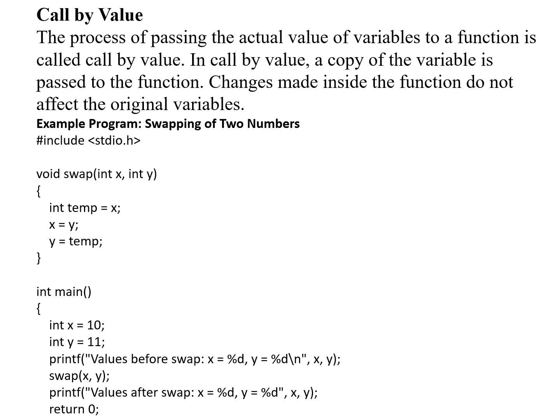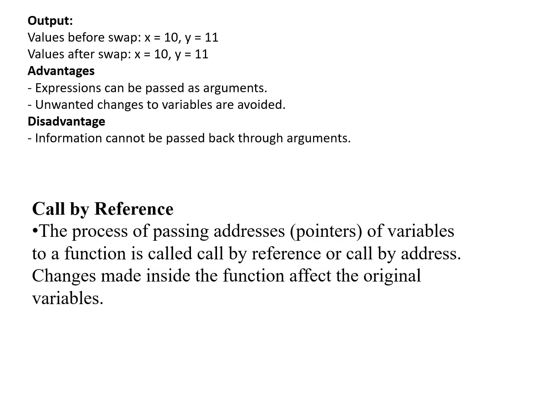And then we declare the main function. int x is equal to 10, int y is equal to 11, printf the values before swap. Then swap(x, y) is the function call, which goes to the function definition. Then printf shows the output: before swap x is 10, y is 11; after swap, x is still 10 and y is 11. This is call by value.